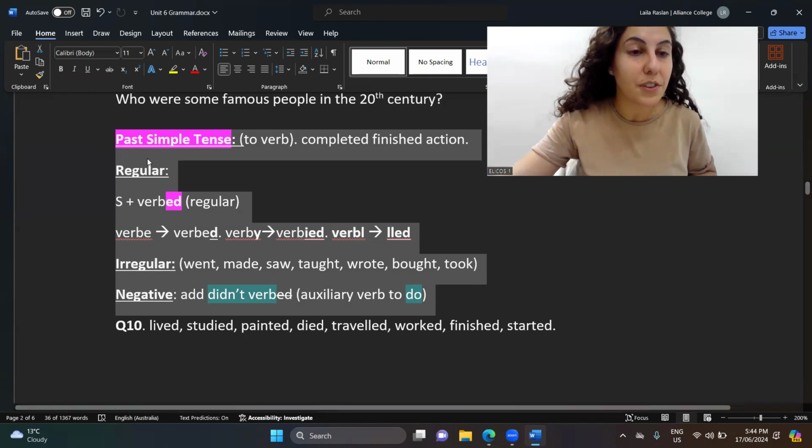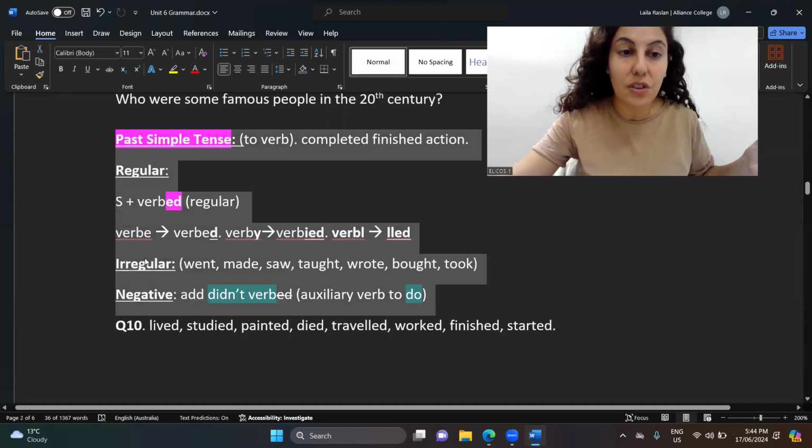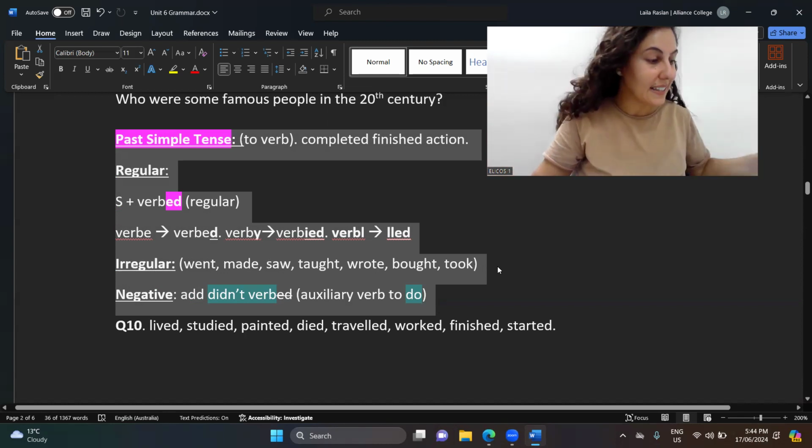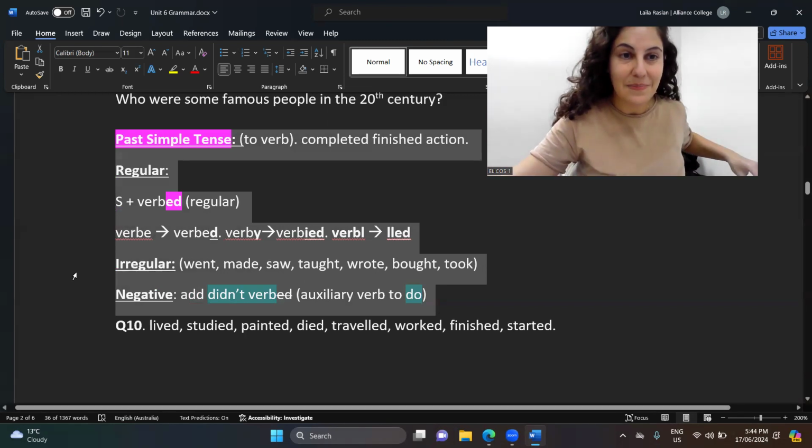And we have rules for the regular ones. You just add the ED. Or maybe be careful, the action word could be irregular. It means it has a different word. It does not have ED in the past. Okay, so that's how we tell people what we did in the past.